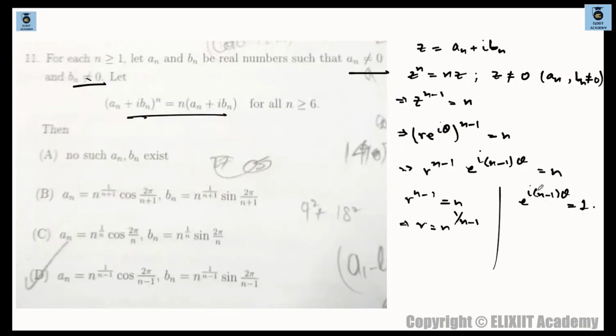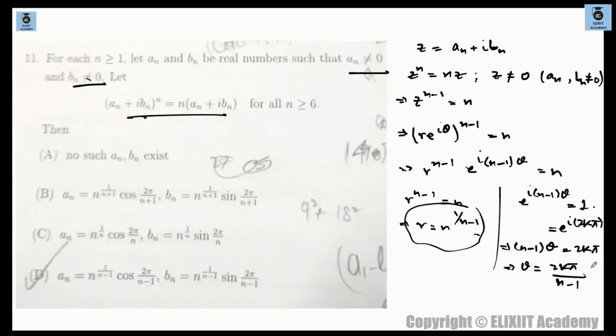So here we have e raised to the power of i times (n minus 1) times theta. If I talk about the argument of this thing, this is e raised to the power of i times (n minus 1) times theta, and this is 1, which is the same as e raised to the power of i times 2k pi. So once you equate these two, we get n minus 1 times theta is the same as 2k pi, right? And so theta will be how much? Theta will be 2k pi divided by n minus 1. So we are getting R to be this and theta is this in the first case.